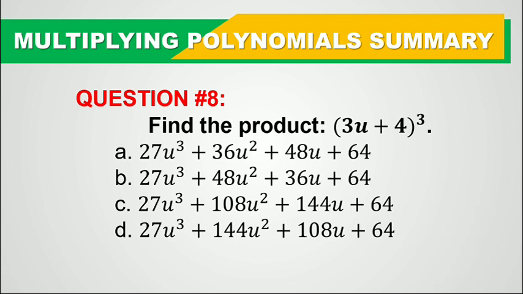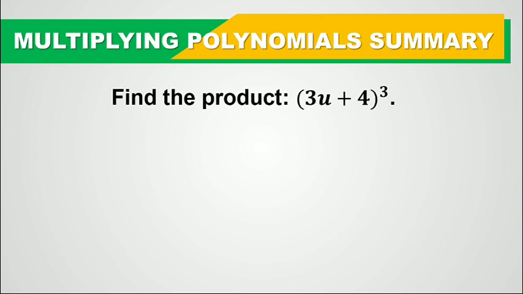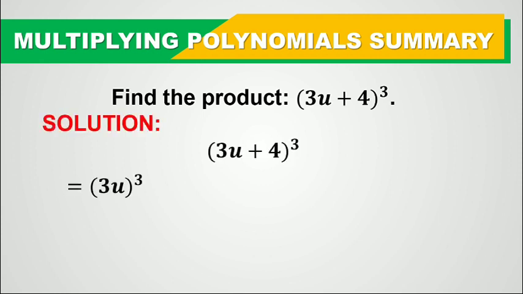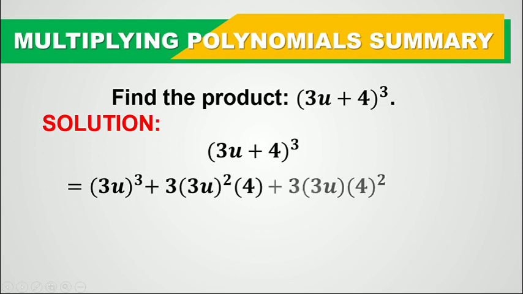So in answering this, we will just be following the pattern when we cube a binomial. First, you just have to cube the first term. And then, since this is plus, the next operation should be addition: plus thrice the product of the square of the first term and the second term, and then plus thrice the product of the first term and the square of the second term, and then plus the cube of the second term. And then simplify.